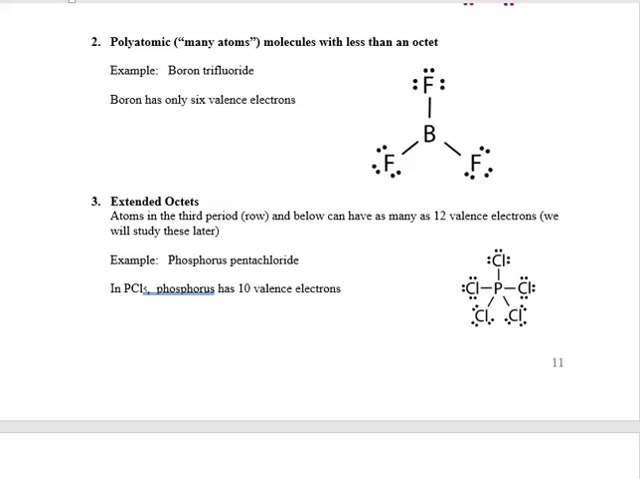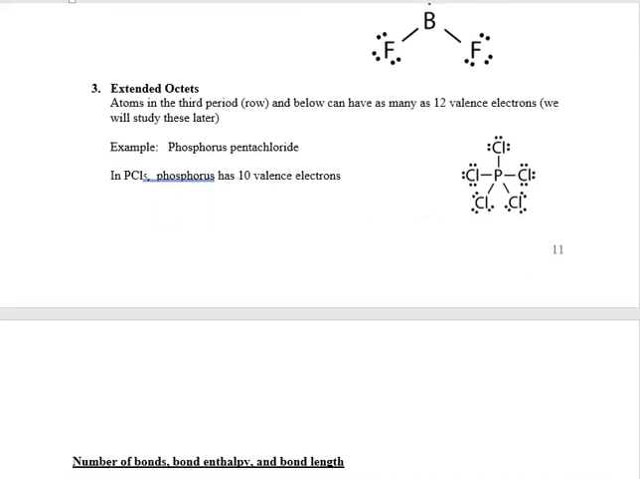So you can see that the fluorines have full octets. They have 8 electrons each. But the boron, remember those lines represent 2 electrons, only has 6 valence electrons. So that is an exception to the octet rule. You don't try to find 2 more electrons. They just aren't there.